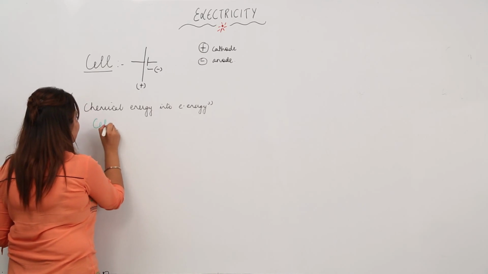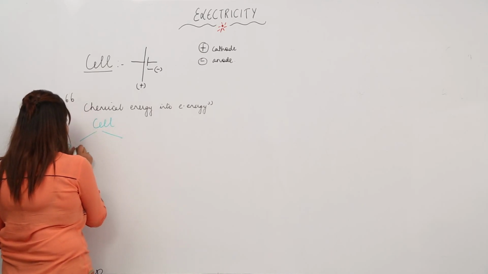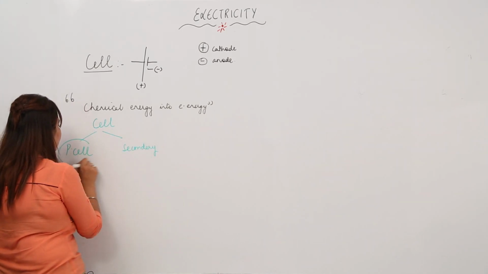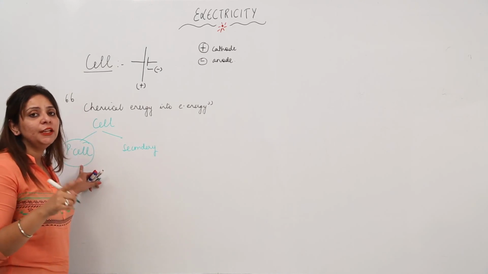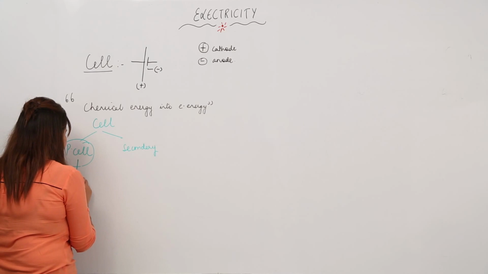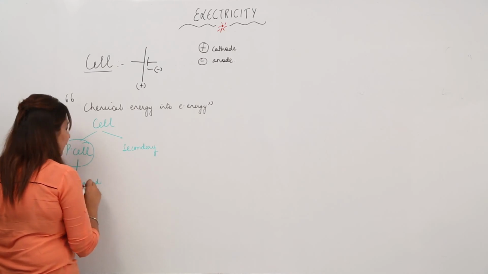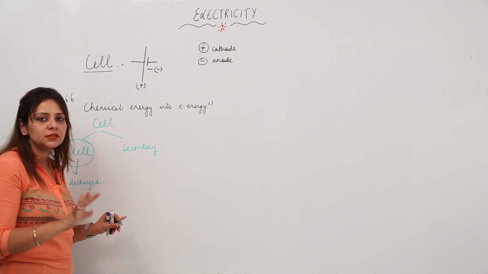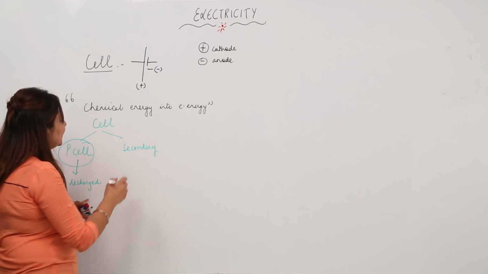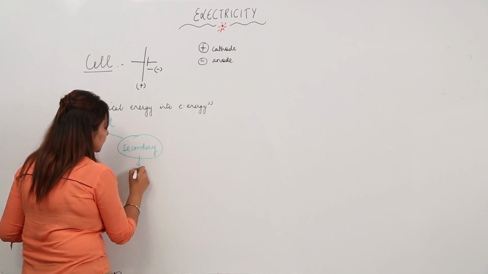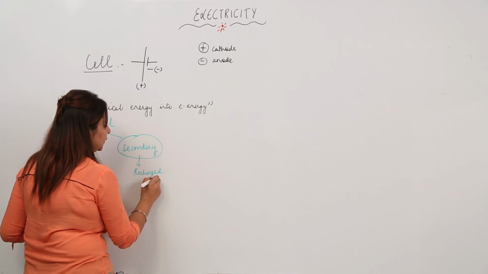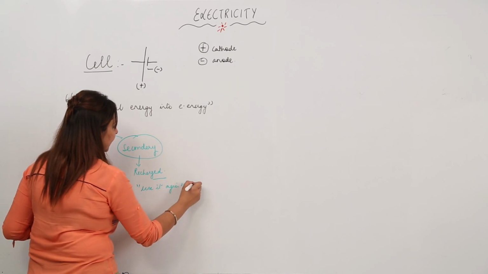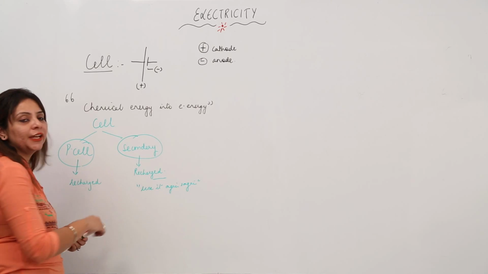You know that cells are basically of two types. One is the primary cell, the other is the secondary cell. The difference between the two is that a primary cell cannot be recharged. Once it is used, it becomes discharged. There is no alternative of using it again; we have to just dispose of it. And the secondary cell is that which can be recharged and we can use it again and again. So this is an advantage of the secondary cell.